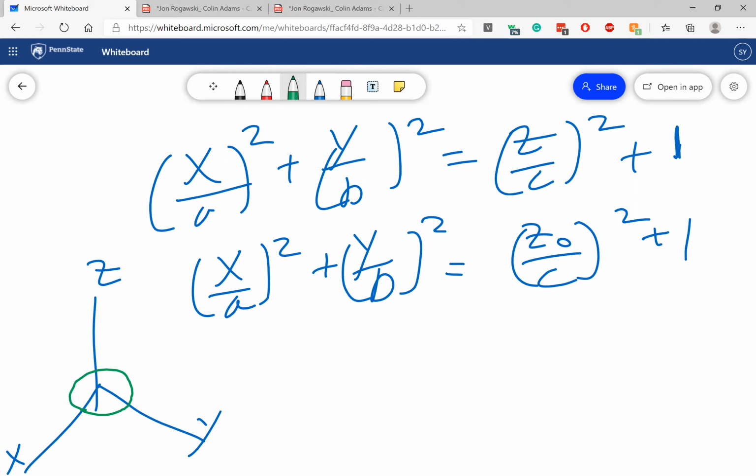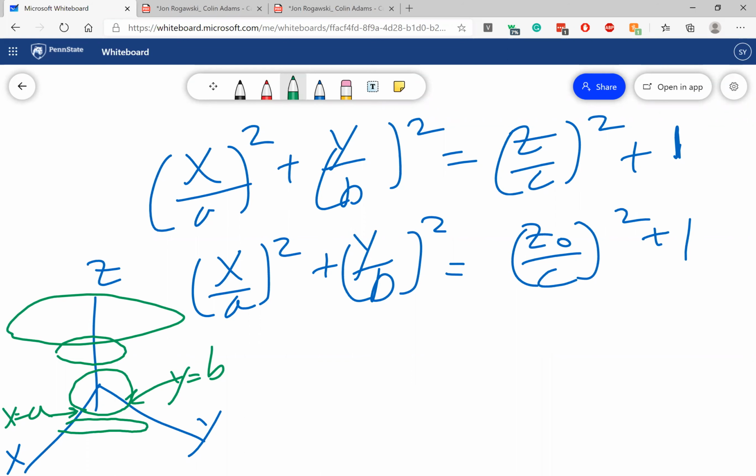So the smallest ellipse that we get in this situation is here, at z is equal to 0, and that ellipse would have x is equal to a in the x coordinate, and y is equal to b in the y coordinate. As we continue, these ellipses get larger in both directions. Okay, so that's the z direction.